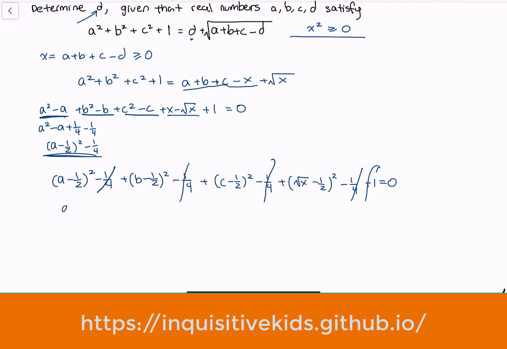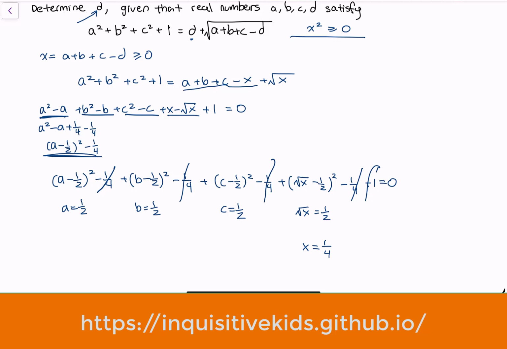Which means a is equal to 1/2, b is equal to 1/2, c is equal to 1/2, and the square root of x is equal to 1/2. This also tells us that x is equal to 1/4.